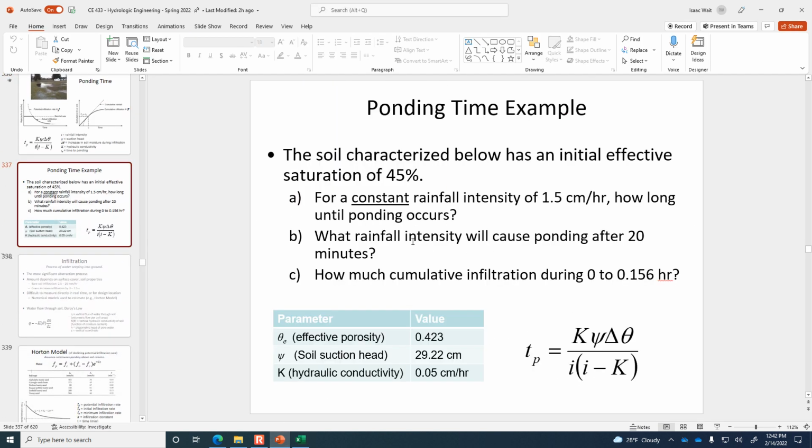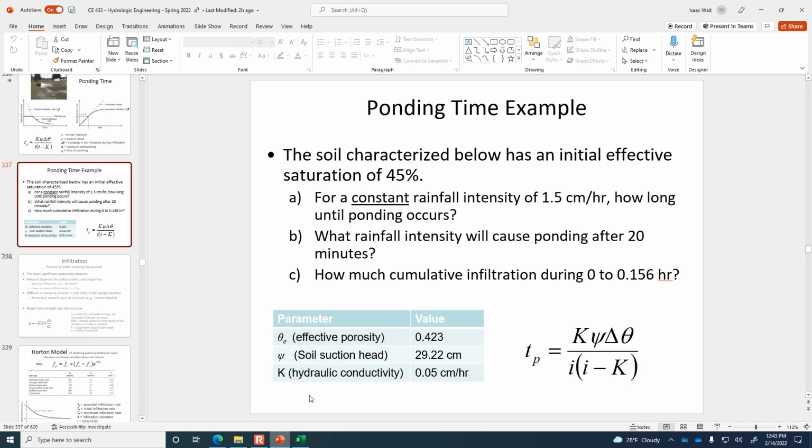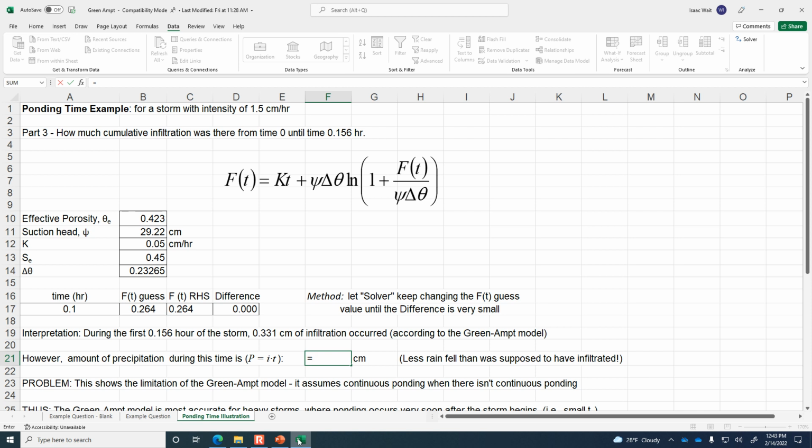Okay, so this is just asking us what rainfall intensity would cause ponding after 20 minutes. So after 20 minutes, that's a third of an hour. So if we had the precipitation, well, I'm not sure if we've addressed the first part of this question. How long until ponding occurs? So the ponding occurs when this depth equals that. So we're still not there.